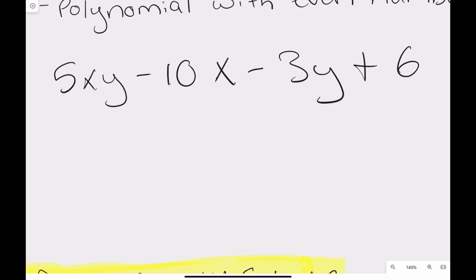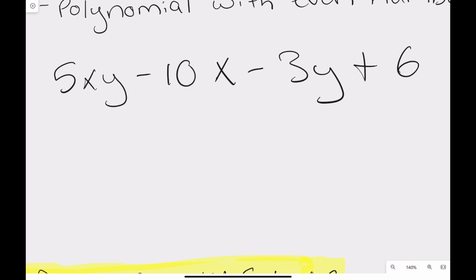So we have here 5xy minus 10x minus 3y plus 6. Now we're going to separate this equation into groups. And each group is going to have 2 terms, and the coefficients need to be divisible with each other. Only the coefficients; the variables and the exponents do not matter in this circumstance.